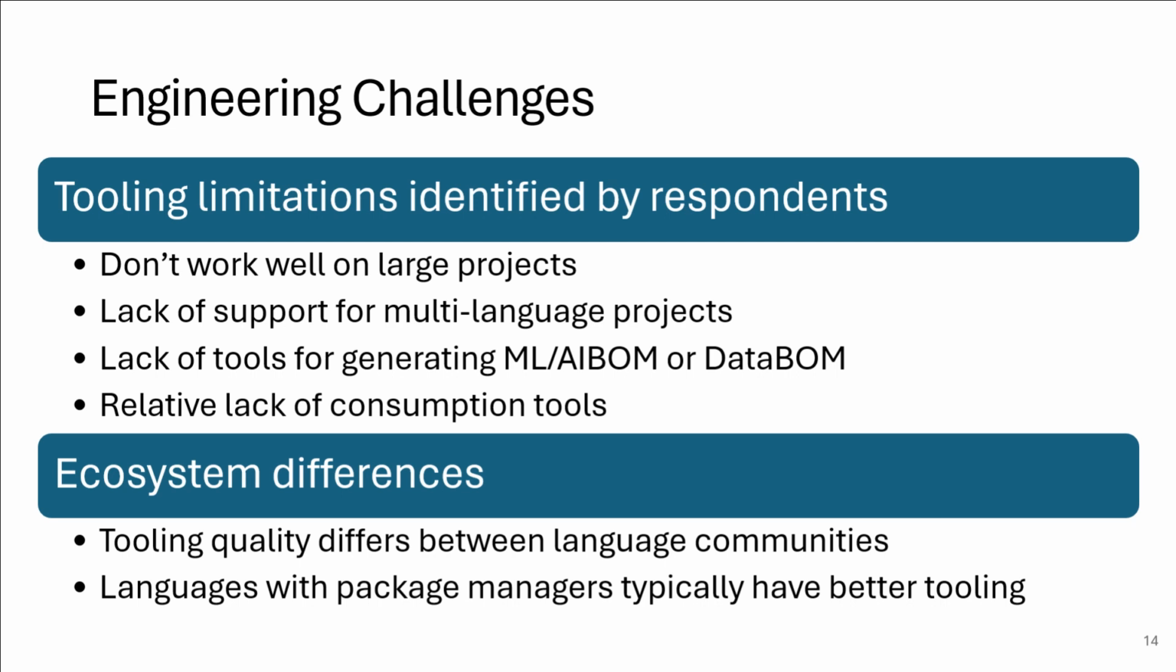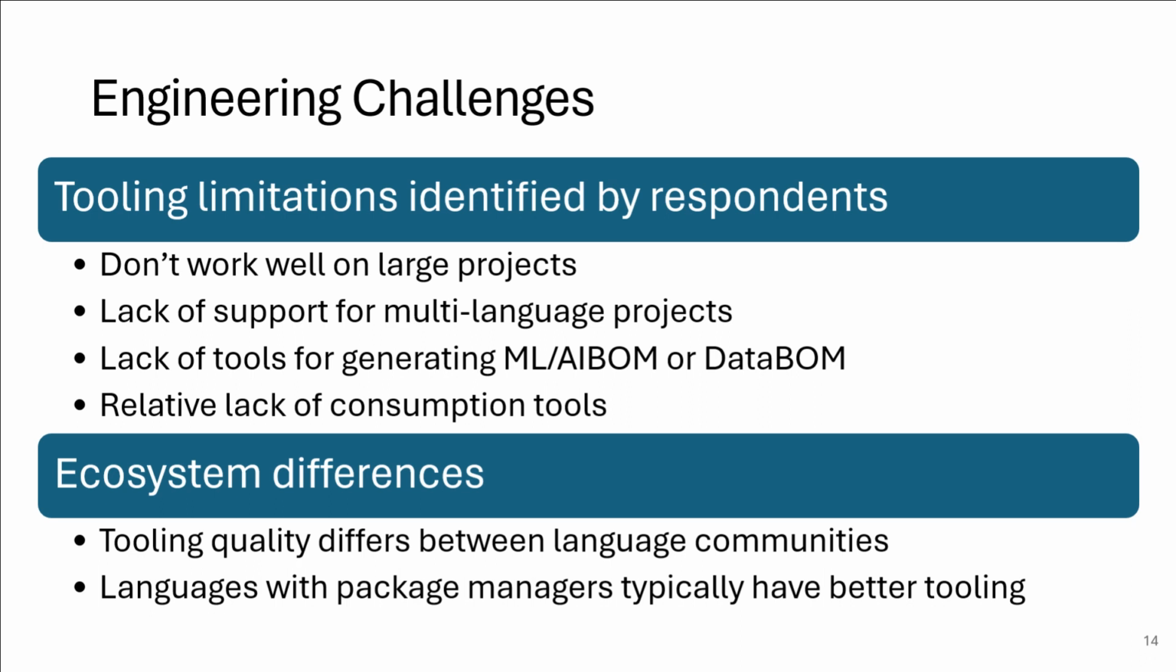There was a lack or absence of tools for generating ML, AI bomb, or data bomb, which is going to be increasingly important as more and more AI applications are rolled out to the market. We're going to want to have provenance information for those pieces of software. And there was just a relative lack of consumption tools when compared with production tools. So you would be able to make an SBOM, but then what do you do with it once you have it? There were also ecosystem differences.